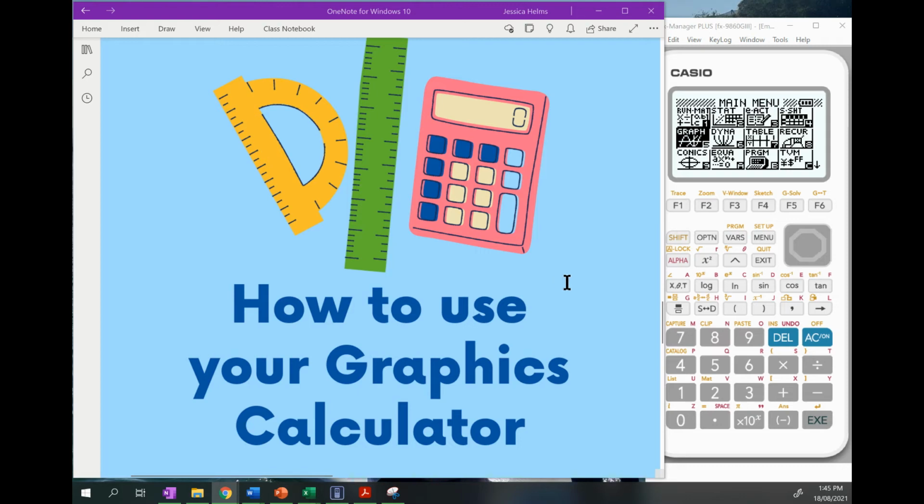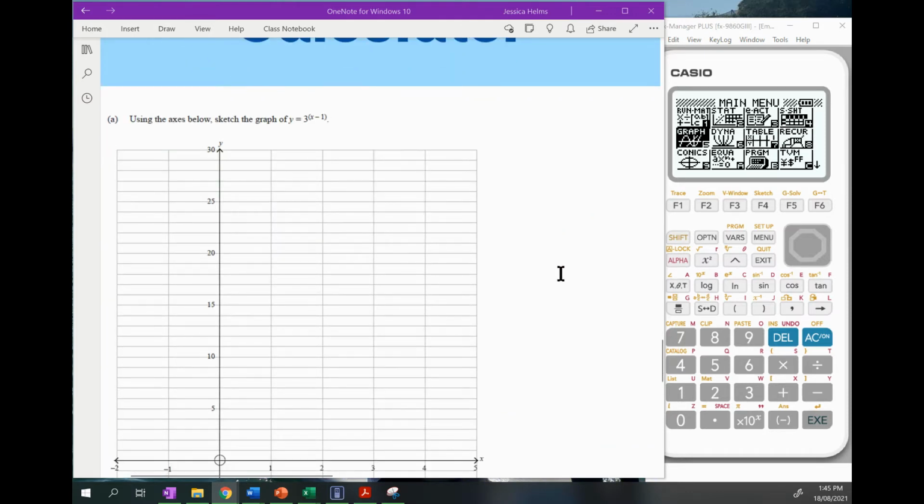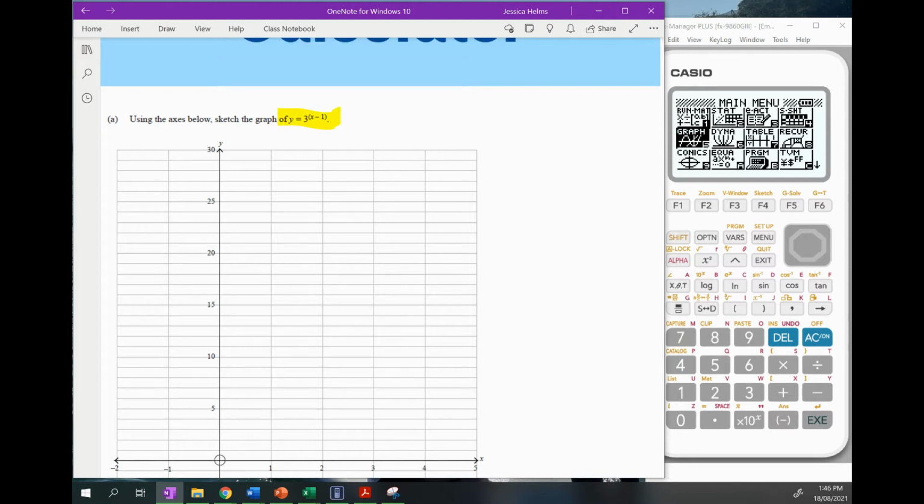Hi Year 11s, here we are again, how to use your graphics calculator, and this time it's learning how to use your graphics calculator to actually sketch a graph. Okay, so here we have this NCEA question: using the axis below, sketch the graph of y equals 3 to the power of x minus 1. So that's this one here.